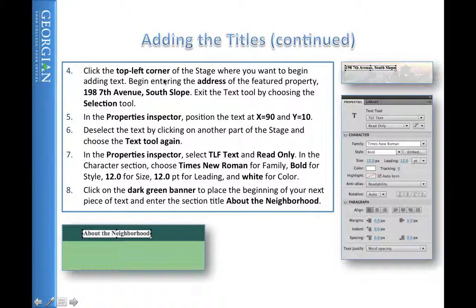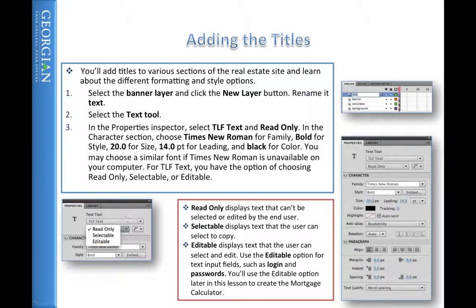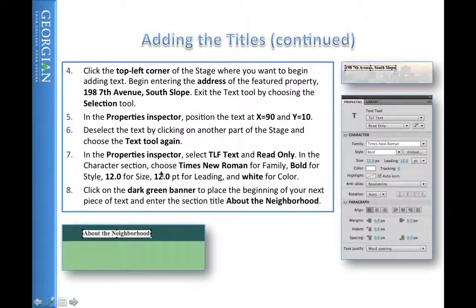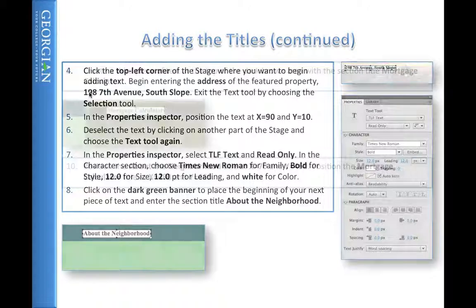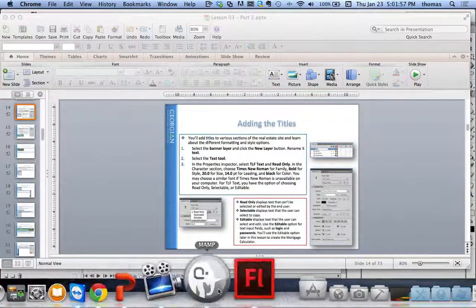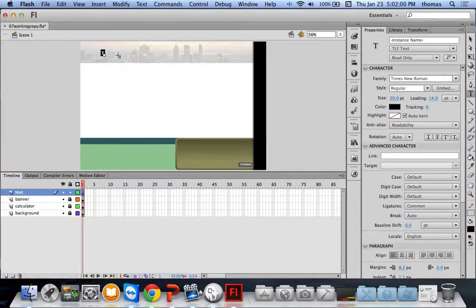We're going to click the top left corner of the stage where we want to begin typing our text. Basically, we're going to type in the address underneath the about, where we actually see the about neighborhood, in the green box, that's right. The top left corner of the stage is 198 7th Avenue. That's what we're going to put in there: 198 7th Avenue, South Slope. So right here, 198 7th Avenue, South Slope.